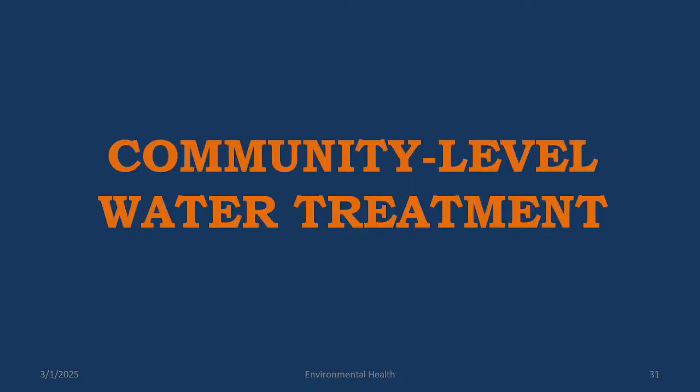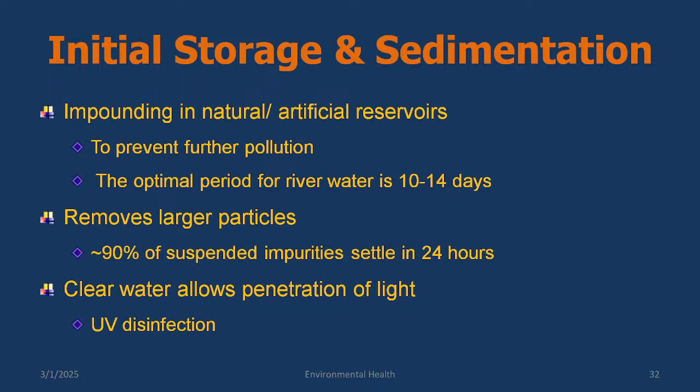So at community level, what are the options available? Initially, storing and sedimentation will happen. It happens usually in natural or artificial reservoirs. Impounding happens. You just store it. Just by storing, further pollution can be prevented. For river water, the optimal period is 10 to 14 days. Just store it there. If we are getting water from Narmada, that water is first stored somewhere, and afterwards that water is filtered and then disinfected.